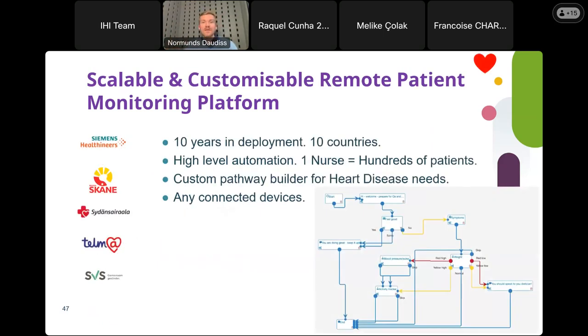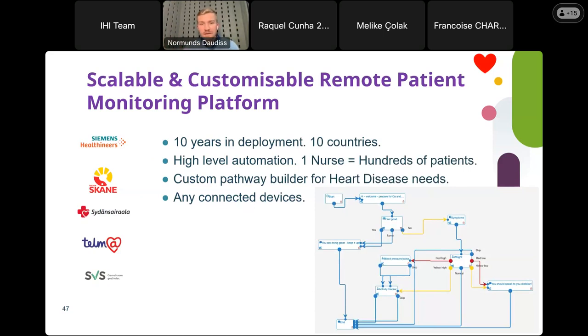The platform has already been deployed in 10 different countries. So it's a really high level of automation. You can see some of the brands already using the solution. One nurse can take up to 500 patients monitored remotely because the automation is so high that she only needs to pay attention to the alerts that have been set there.